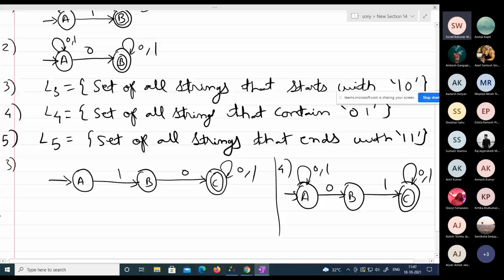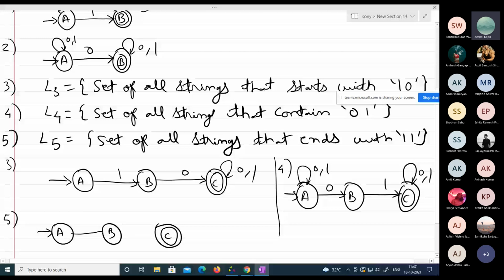Now, last one, fifth one. What will be the solution? How many states? Here also I require 3 states, right? Yes. A, B, and C. A to B on 1, B to C on 1, and then a self loop on 0, comma 1 on A. Yes, this is your final NFA for the fifth one also. That's correct.